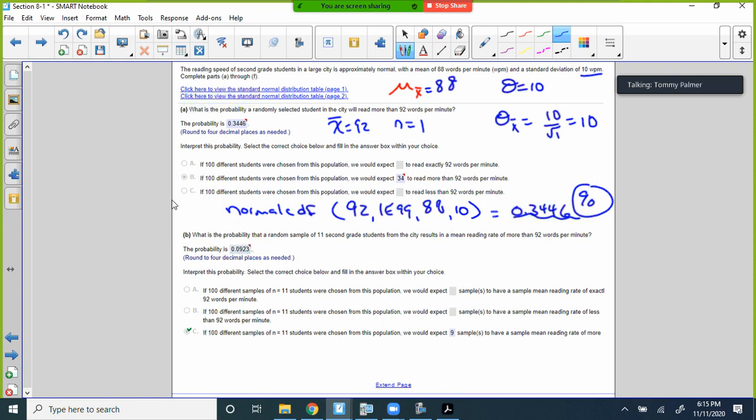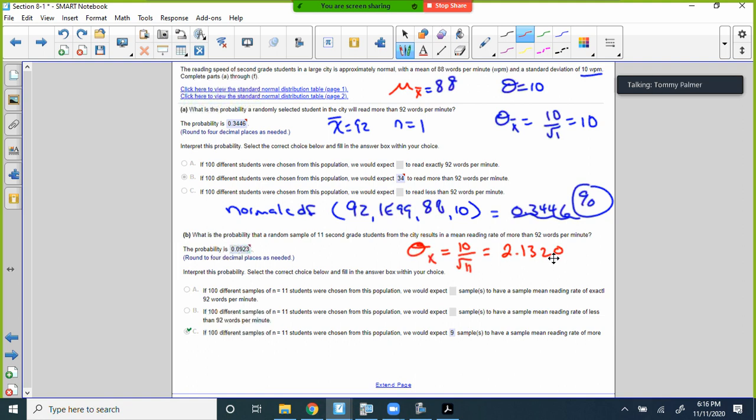All right, so if we do part B, what's the probability of a random sample of 11 second grade students? The only thing that's going to change is that we have to find the standard deviation of X bar, which is the standard deviation of the population over the square root of 11. Guys, that comes out to be, and go out to 4 decimal places, right?